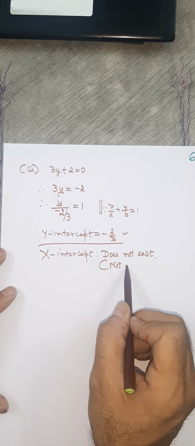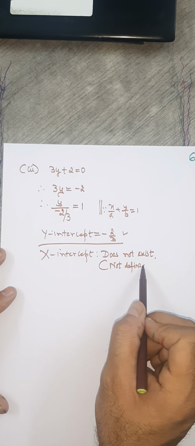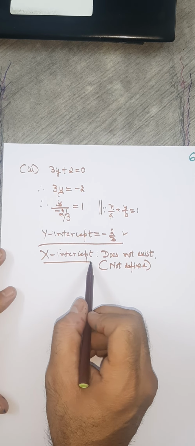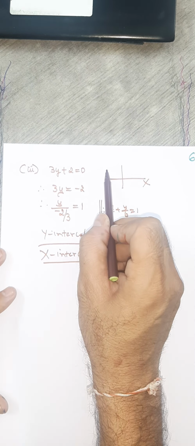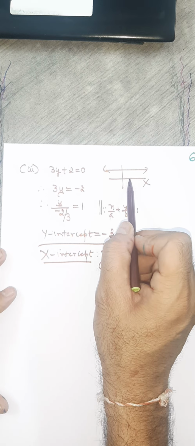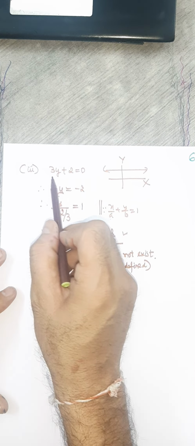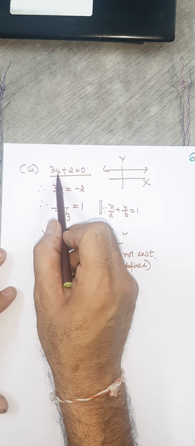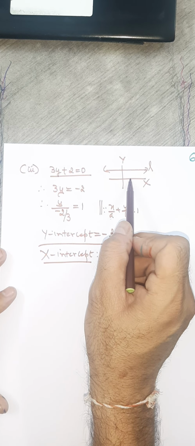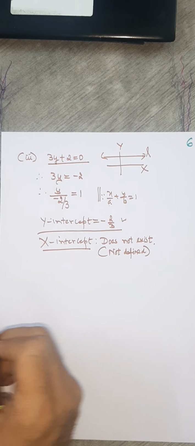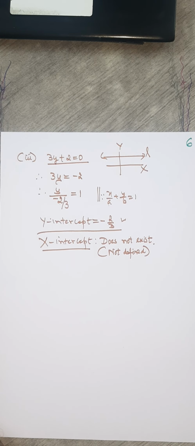Have you realized why the x-intercept is not defined? Because your x variable is absent. So the line must be parallel to the x-axis, so it will never intersect the x-axis. Did you notice here, the x variable is absent. So the line must be parallel to the x-axis, so it will never cross the x-axis, and that's why the x-intercept is not defined. That you know now very well, and it should be very clear to you.